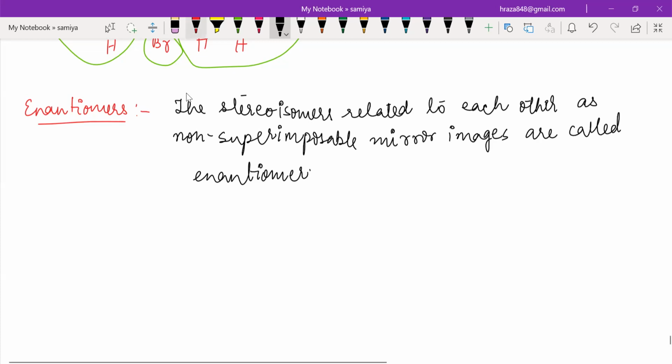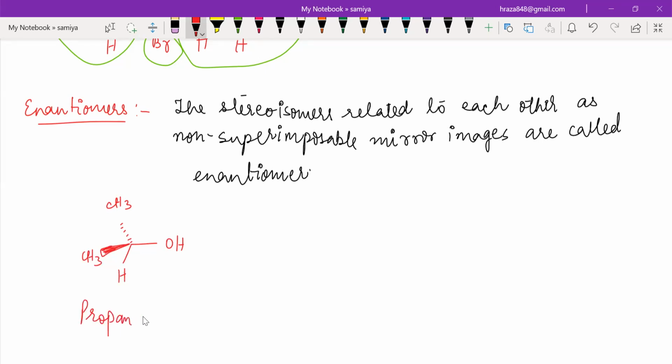If I'm going to take an example, if we have this OH and there is CH3, and then we have CH3 again, and then we have H. This is propan-2-ol.